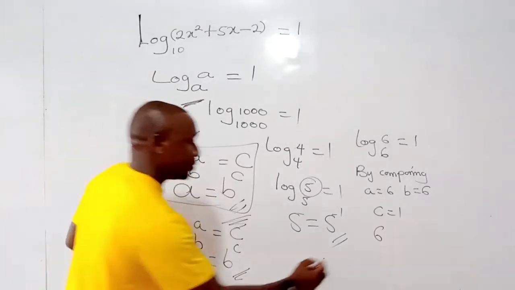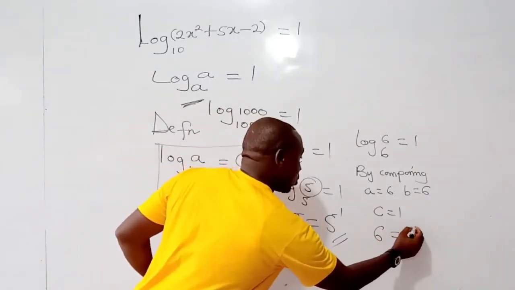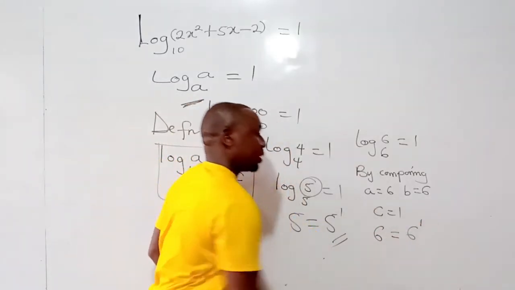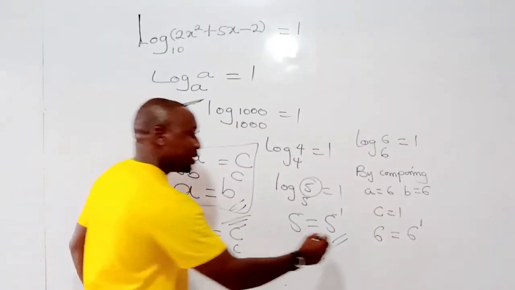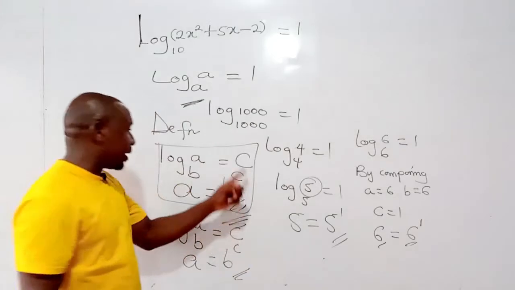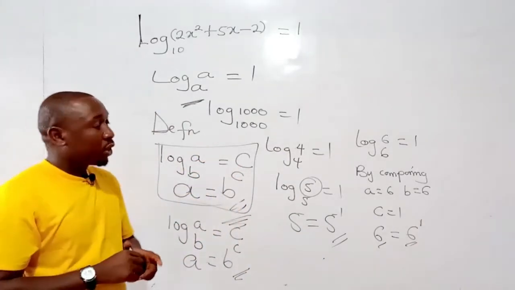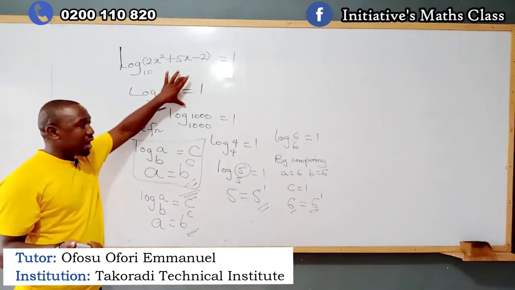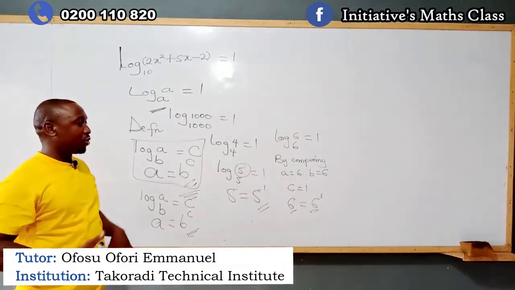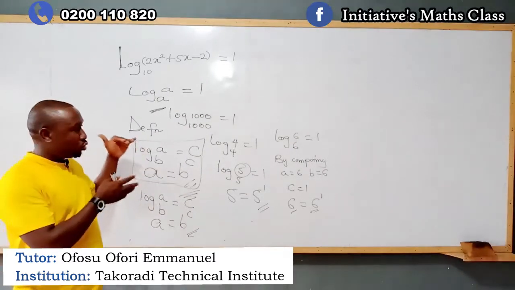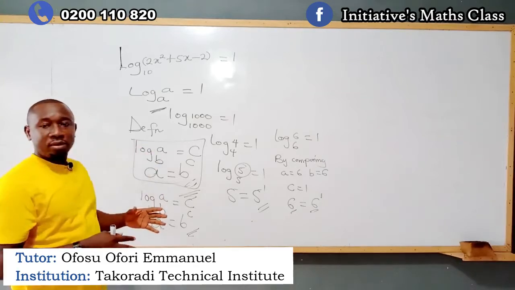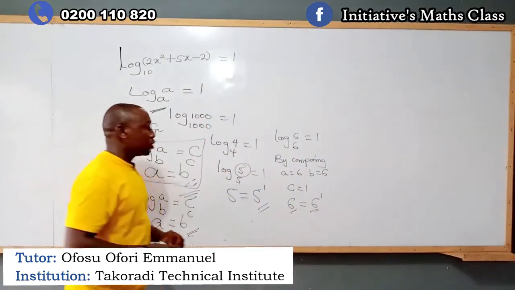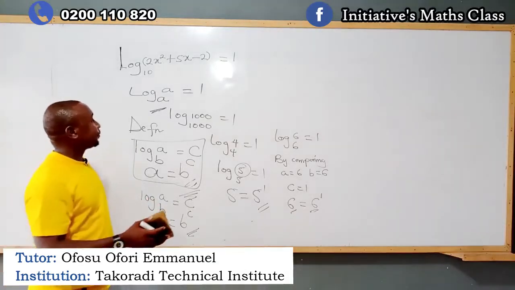A is 6, b is also 6, and then c is equal to 1. That means 6 is equal to 6 by applying the definition of logarithm. So a student is at liberty to use either the property or the definition of logarithm, and those procedures can lead the student to get the same answer.